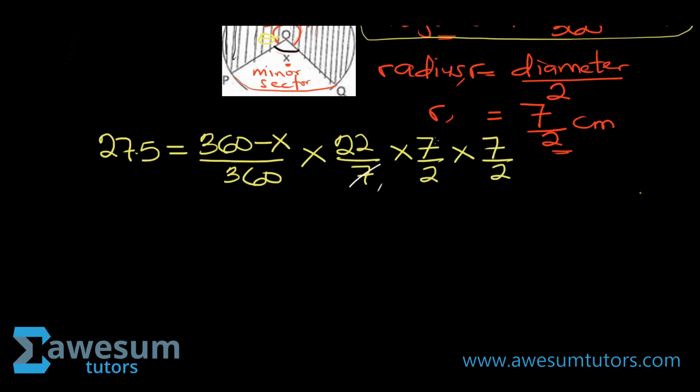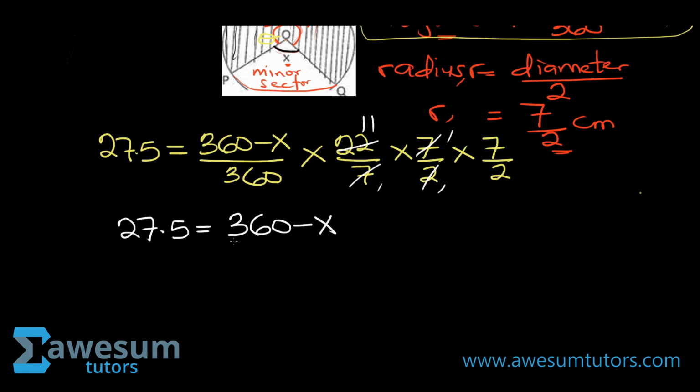7 here 1, 7 here 1, it cancels. 2 here 1, 2 here 11, that cancels out, okay. So now what do we have? We have 27.5 equals, so this is 360 minus x. Remember that the ultimate goal of this is to find x.